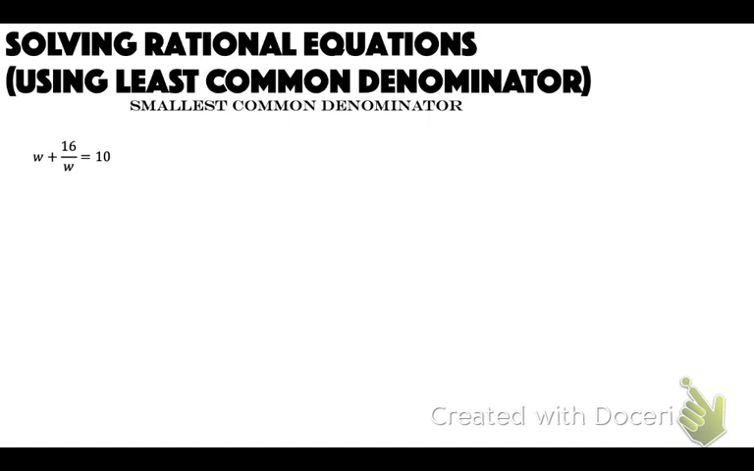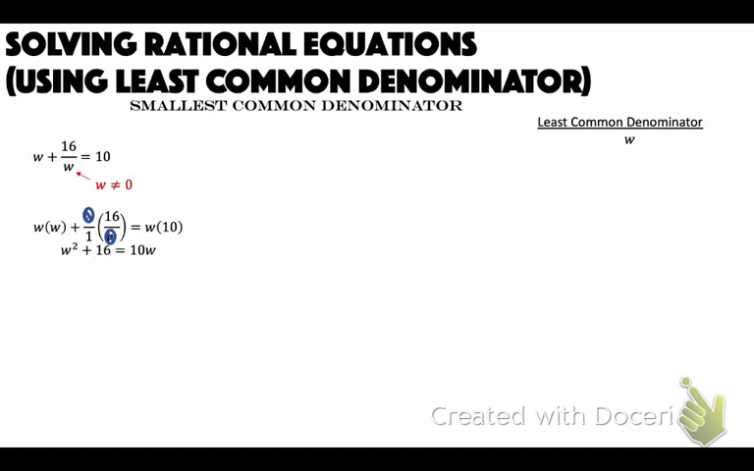Anyways. Okay, so w plus 16 over w equals 10. So if we want to find a common denominator here, we'll first find our restriction. Then our common denominator would just be w, right? So that first one's going to be w times w plus w times 16 over w equals w times 10. So those w's cancel there, and I'm left with w squared plus 16 equals 10w.